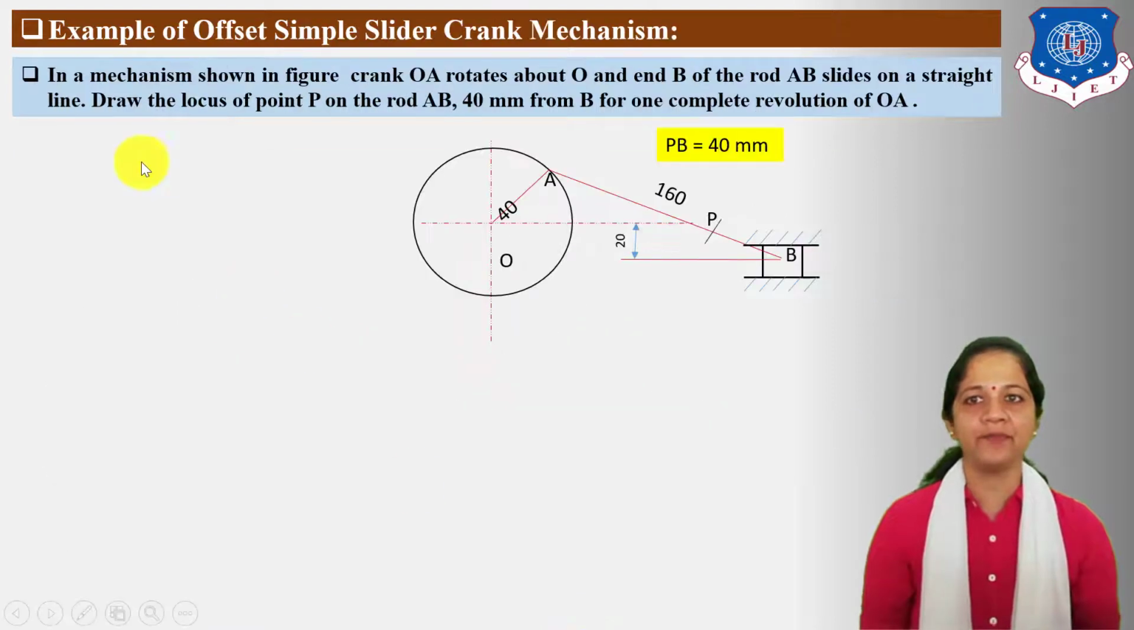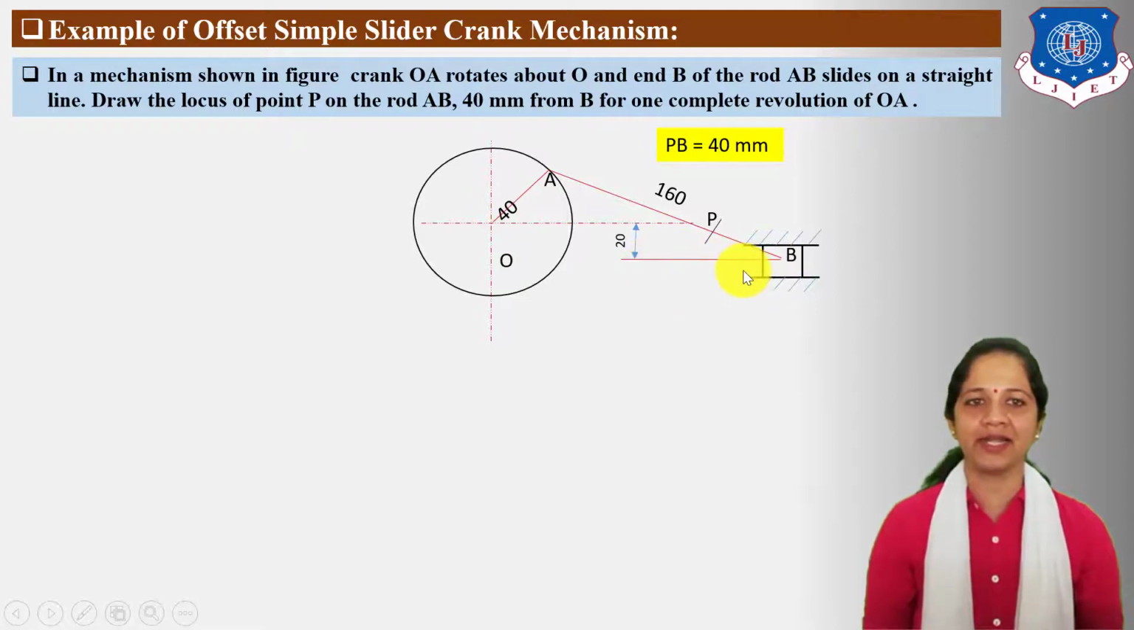Next, let us understand example of offset simple slider crank mechanism. In a mechanism shown in figure, crank OA rotates about O and end B of the rod AB slides on a straight line. Draw the locus of point P on the rod AB 40 mm from B for one complete revolution of OA. Here you can see OA indicates crank, O is a fixed point, A is a moving point. The path of A point is a circle. The length of connecting rod is given 160 mm.